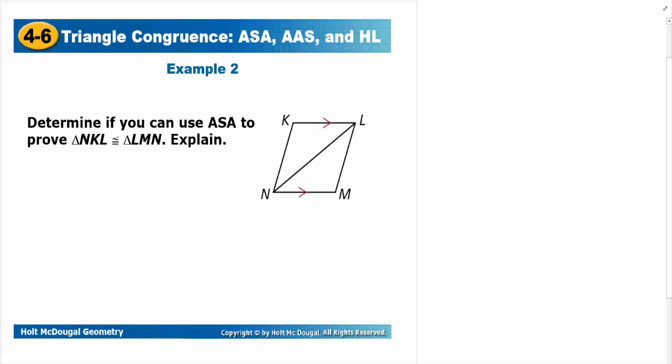Example 2: determine if you can use angle-side-angle to prove these triangles congruent. This is going to be a proof now, so I am going to prove this. I'm going to set up a quick proof. In this case, I'm going to write down, again, your statements, and your reasons.